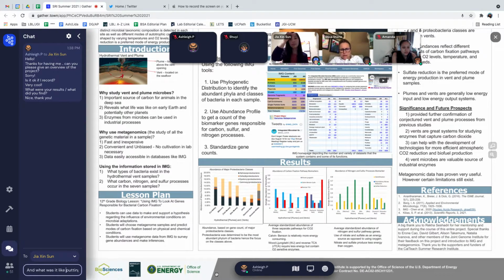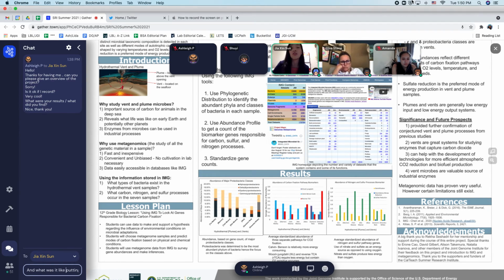And then the abundance of biomarkers. The 2 vent samples are the last 2, the Santorini red and the Colombo white, and you can see they rely a lot more on Wood-Ljungdahl and reverse TCA, which are the oxygen sensitive pathways. And the last graph, the one on the farthest right, shows the abundance of nitrogen and sulfur processing genes.